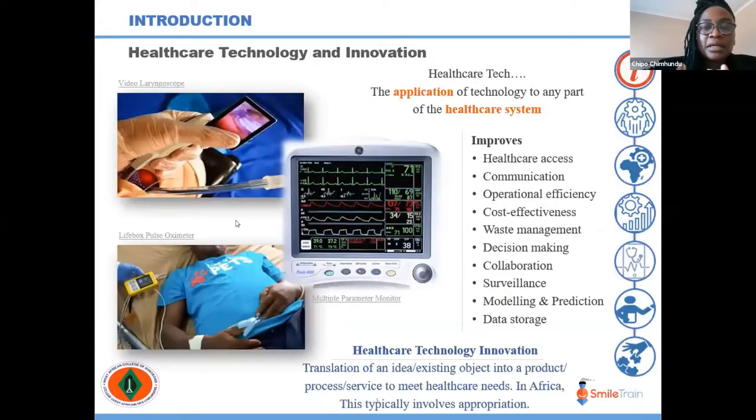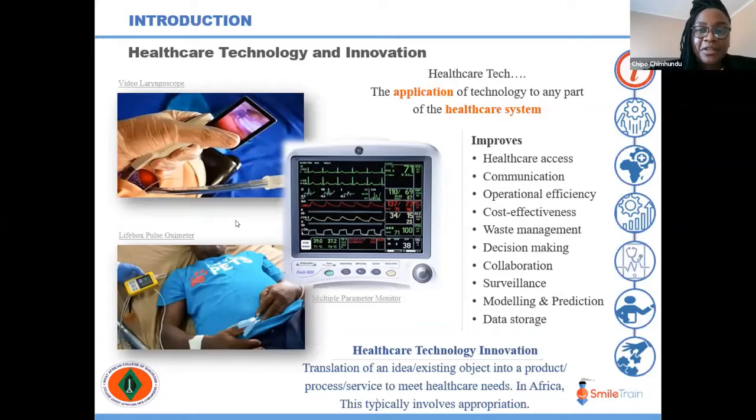So in a nutshell, healthcare technology, we look at it as applying technology to the healthcare system, any part of the healthcare system. This could be our interaction with patients, it could be for communication, it could be for public health interactions, but essentially how we apply technology to the healthcare sector.